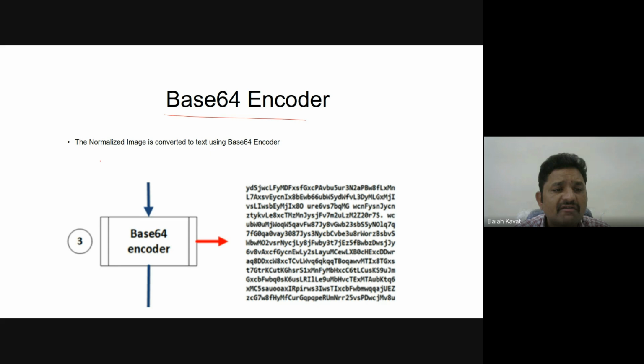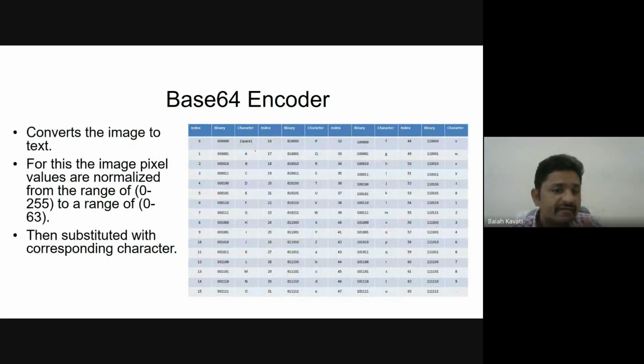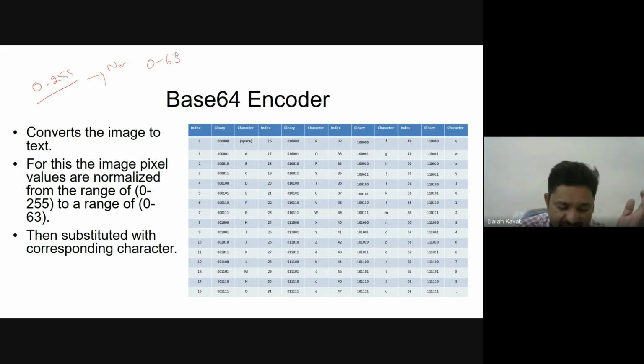Now, this base64 encoder we use to convert the normalized image to text. How does this conversion work? As I said, images have intensities from 0 to 255. Any pixel you take will be in the range 0 to 255. What we do is normalize this 0 to 255 range to 0 to 63, like how we scale down student marks, for example if exams are for 150 and you want to scale down to 100. In a similar way, we normalize each pixel from the range 0 to 255 to a range of 0 to 63. Now every pixel is between 0 and 63. With the base64 encoder, each number is substituted with the corresponding character.